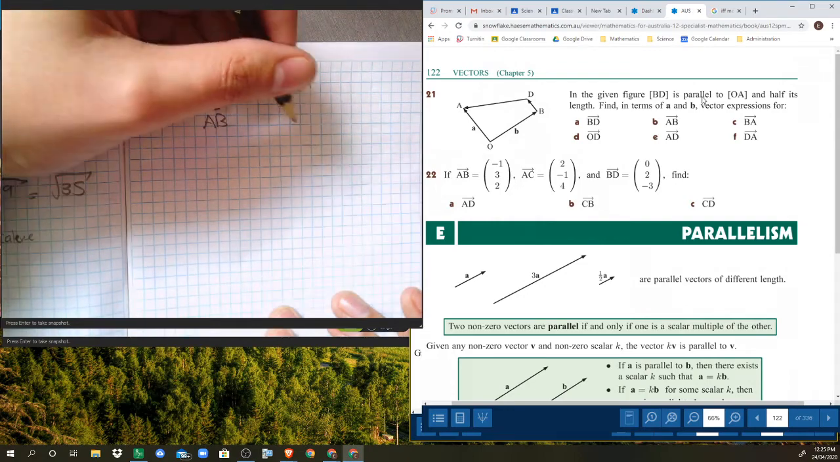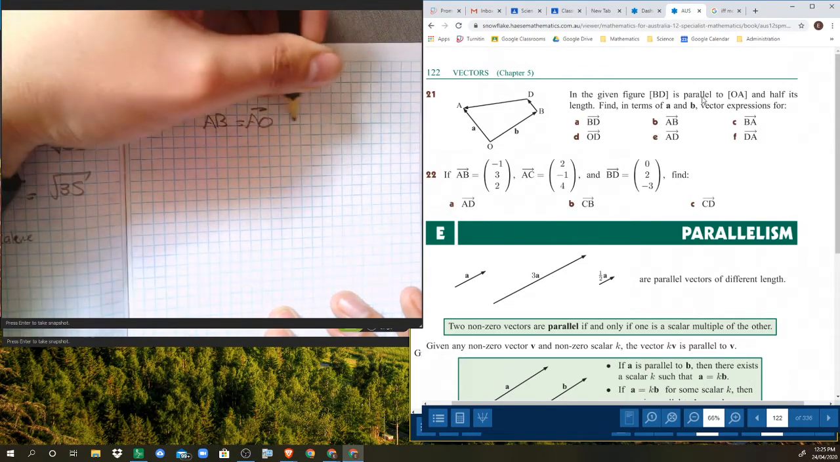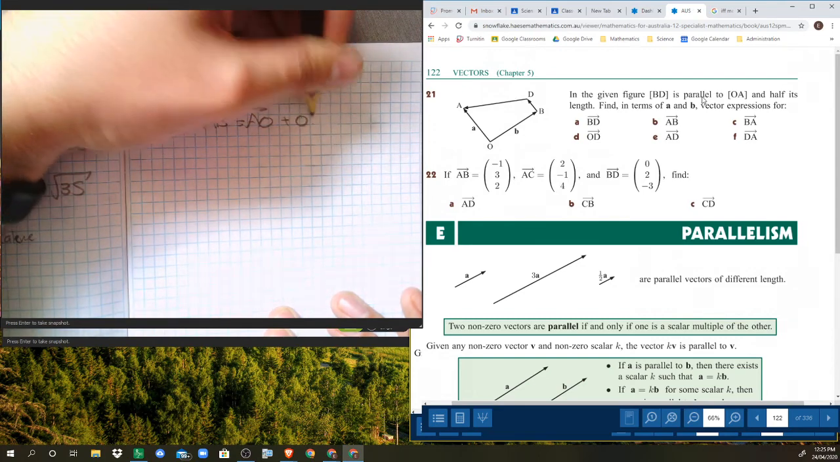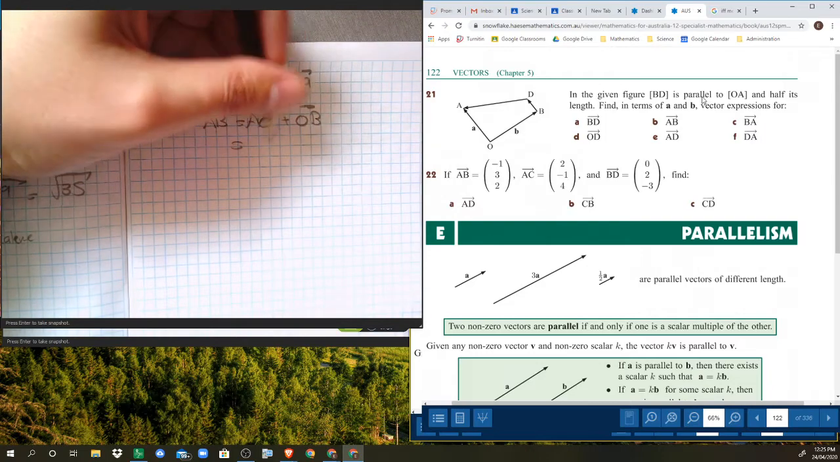Okay, I can go from A to B by going from A to O. Just take a different path that you know. A to O, and then from O to B. Well, is that really surprising?